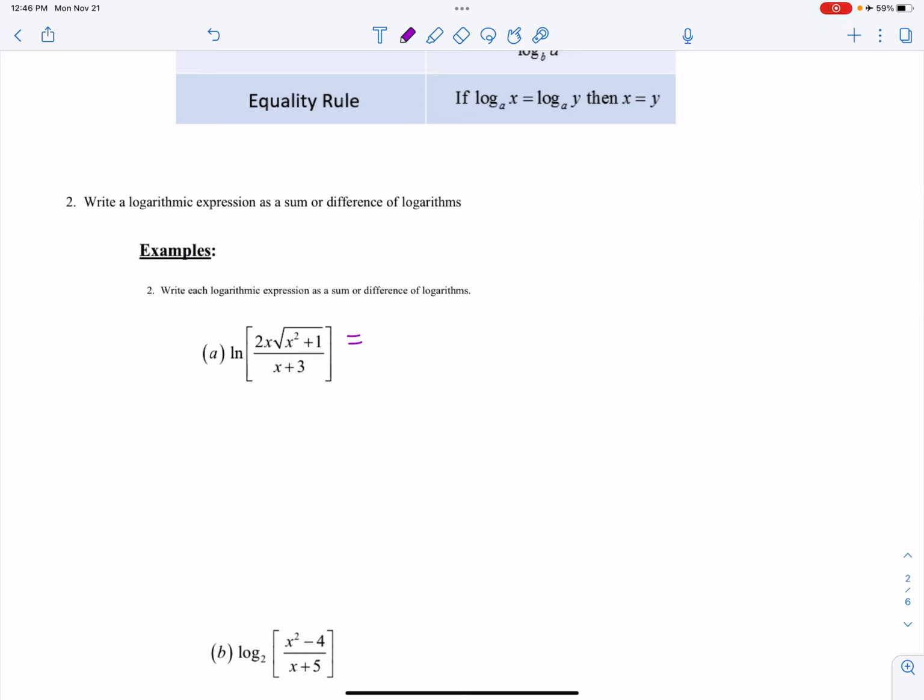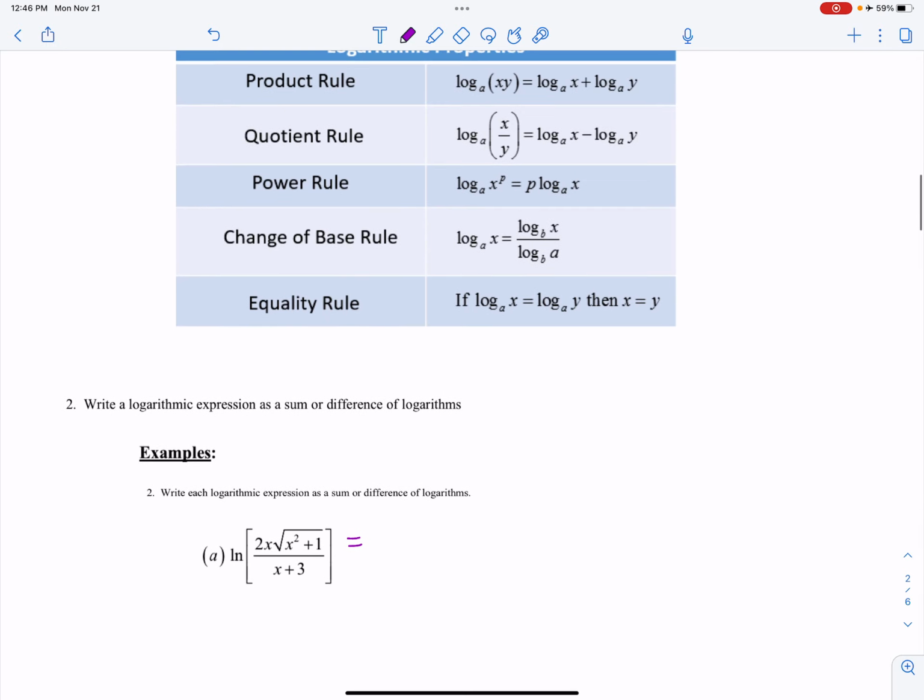First, I know I have this big division, so let's use our quotient rule. And our quotient rule says we can rewrite a log of a quotient as the log of the numerator minus the log of the denominator. So we'll write natural log of our numerator, 2x times the square root of x squared plus 1, minus the log of our denominator, so natural log of x plus 3.